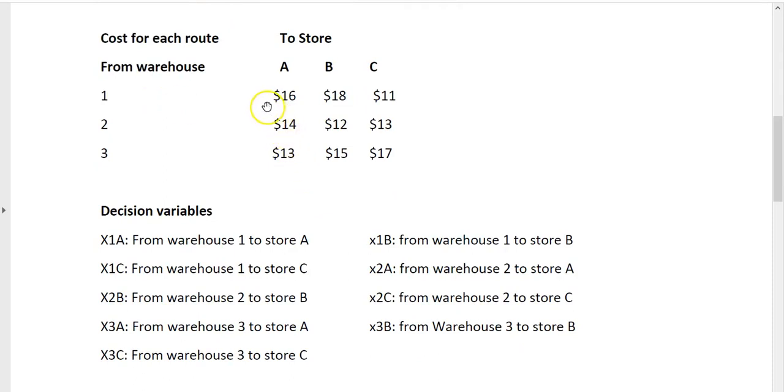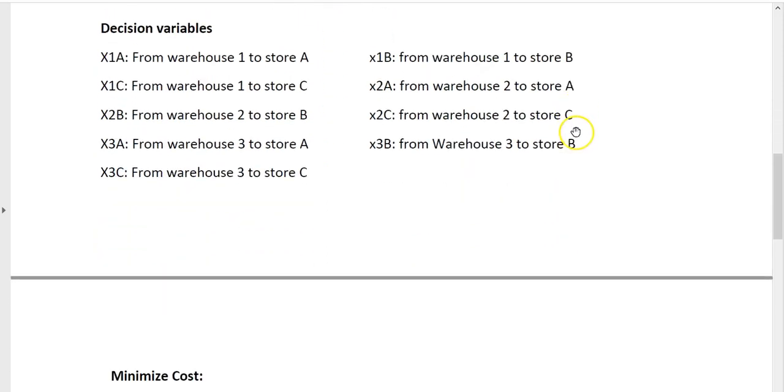We have from 1 to A costs $16 per TV. 1 to B is $18, and 1 to C is $11. From 2 to A is $14. 2 to B is $12. 2 to C is $13. $13 from 3 to A, $15 from 3 to B, and $17 from 3 to C.